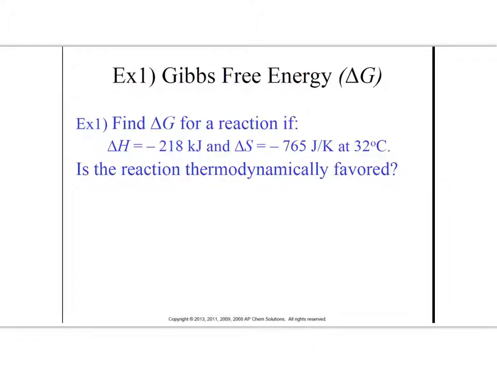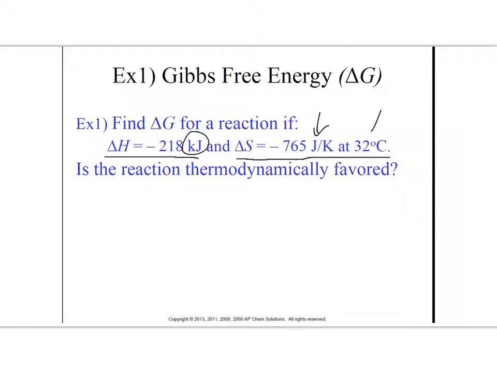All right, folks, so let's go ahead and apply this equation and calculate delta G. The first thing I want you to look at, though, is read through the data we have for the problem, right? Delta H is negative 218 kilojoules, and delta S is negative 765 joules per Kelvin at 32 degrees Celsius. Well, two things I want you to notice. First is this. This is joules, and that's kilojoules. That's a problem. We need to convert that, right?